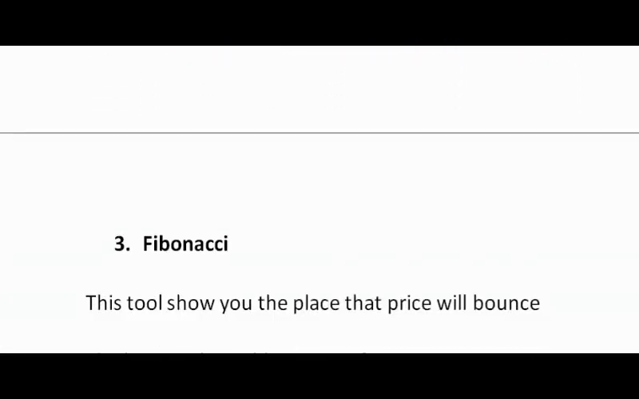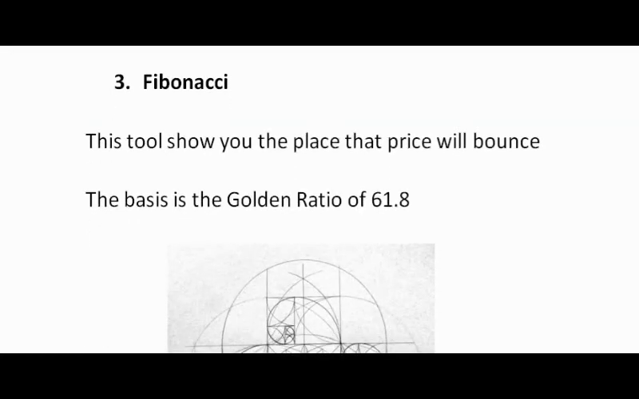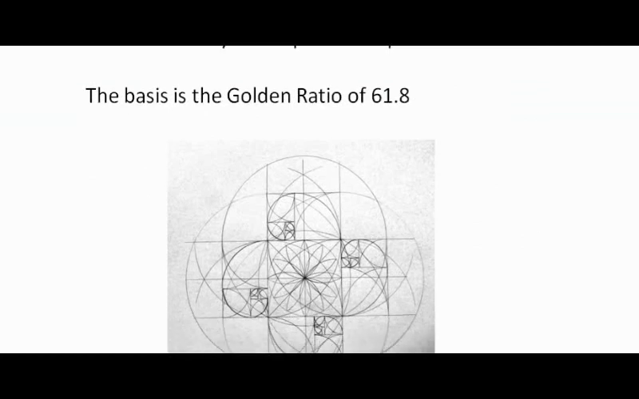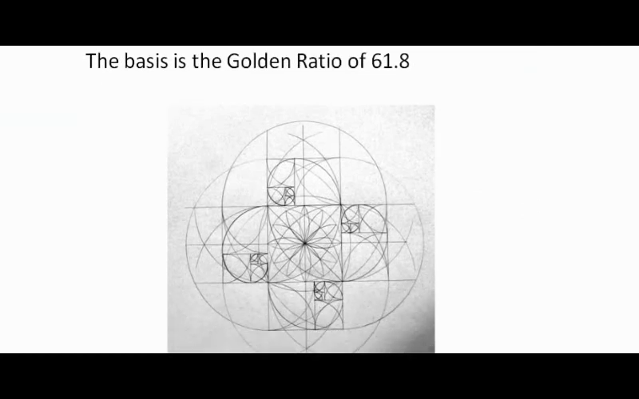All right, so now the other tool, the third and final tool that we're actually going to go through is the Fibonacci tool. So this is an interesting one. This tool shows you the place that price will bounce on the basis of the golden ratio of 61.8. So this is the golden ratio.